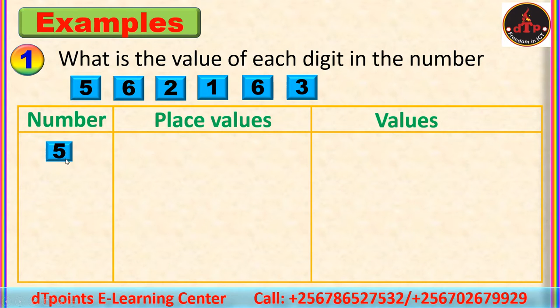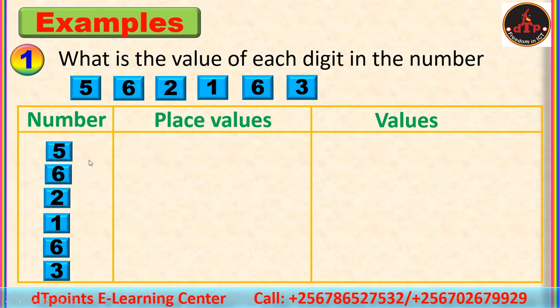5. Our 5 is here. We are going to put those digits vertically here. 5 is there, with the place value of 5. We have 6 also there. Then down here we have 2. There is 1. There is 6. Then there is 3 there. Meaning that our number, we have placed it vertically.